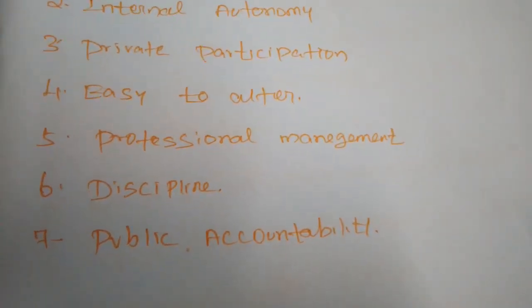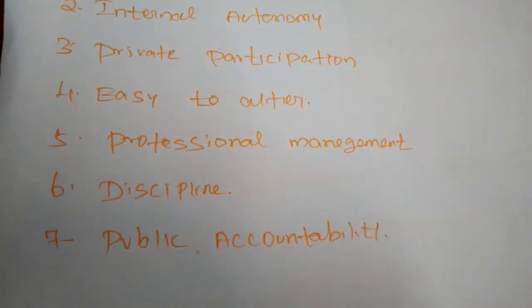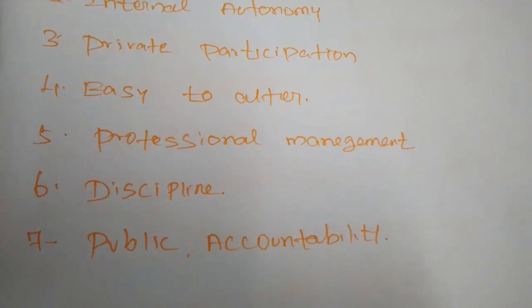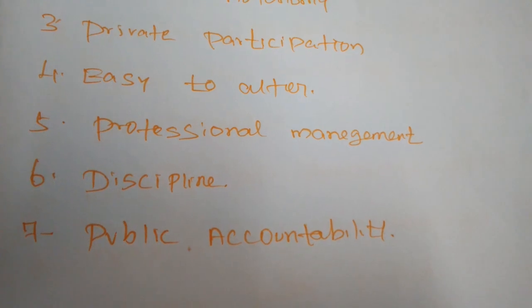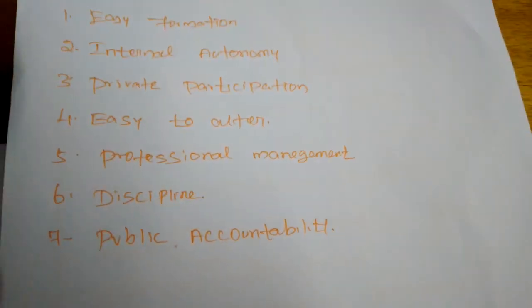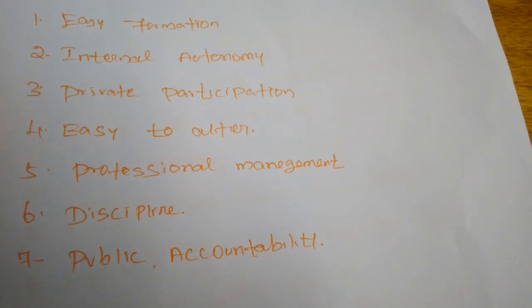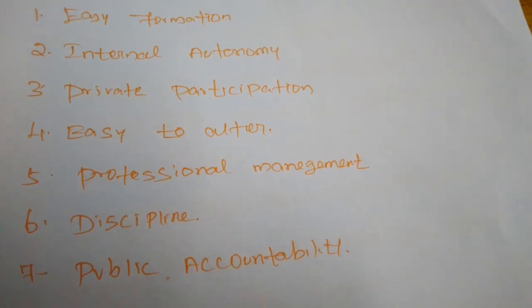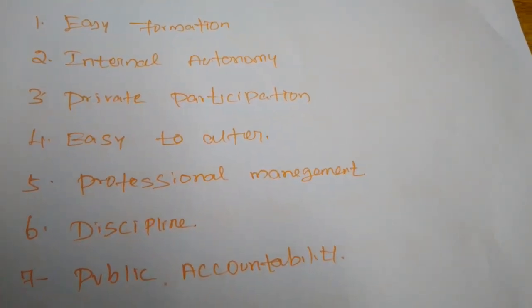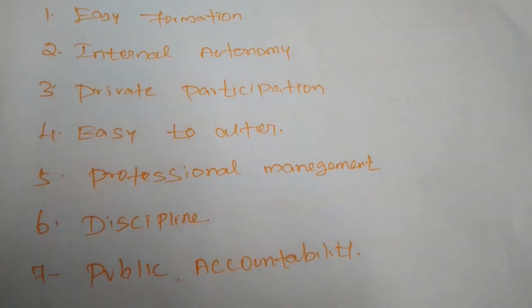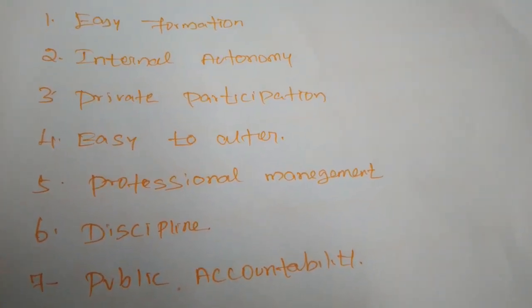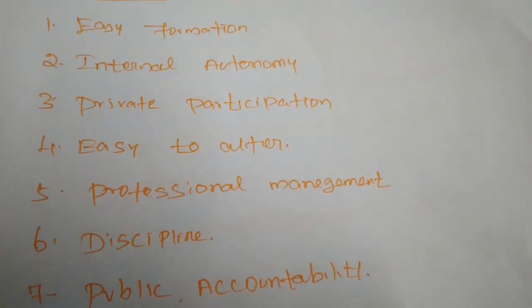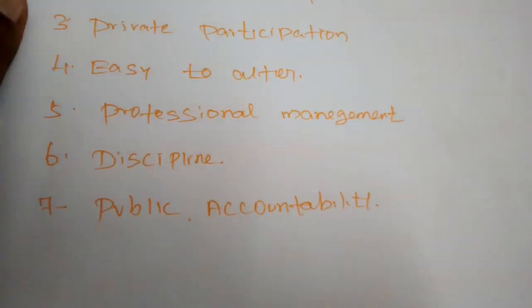Next, easy to alter. The objectives and the powers of the government company can be changed by simply altering the memorandum of association of the company without seeking the approval of the parliament. If the government wants to change or move the company from one place to another, or make any change, it is very easy. Without seeking government approval or parliament approval, just by altering the memorandum of association, it is easy to alter.